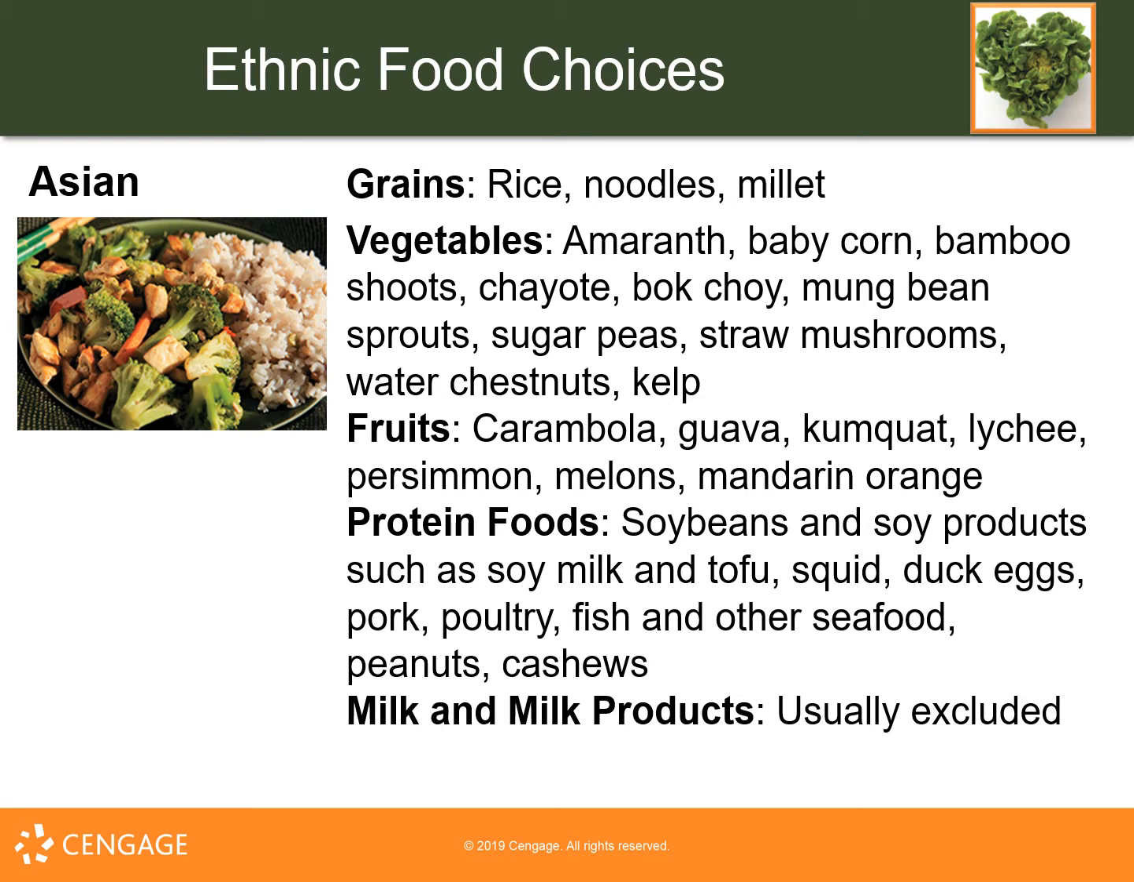So, ethnic food choices. This is the Asian example from the textbook. I won't go into too much detail here, but milk and milk products are oftentimes excluded. You would get calcium from other foods within the dietary plan, for example, some dark green vegetables, tofu, soybeans, etc. So you can see what that dietary pattern looks like.